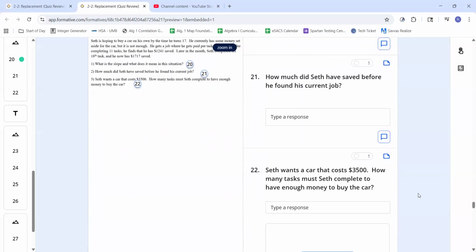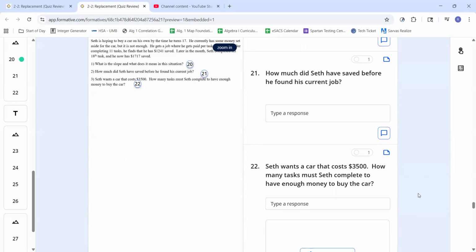Number 21, how much did Seth have saved before he found his current job? Well, I could do y equals mx plus b, which I think is what I'm going to do here. I'm going to use the first point, 11 and 1241. I could use the other one as well, but I'm going to use this one. So y is 1241. m we found in the last problem was 68. x is 11, and b is unknown.